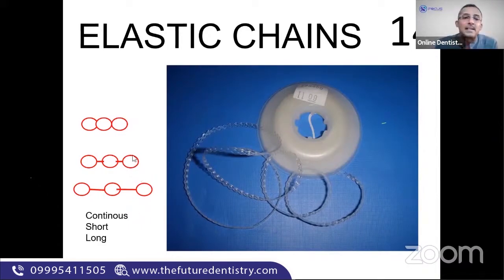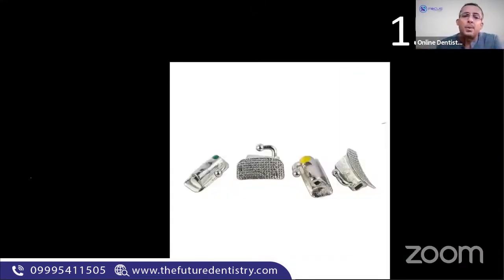Continuous means this. After one loop is the next loop is the next loop. Short means there's a small distance between the loops, and the long elastic chain has a bigger distance between the loops. That depends upon the interbracket distance. So upper arch normally uses long, lower arch normally uses short, but continuous can be used anywhere. So just want to let you know the varieties of elastic chain also.